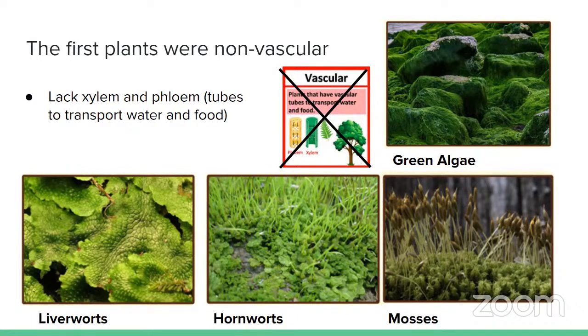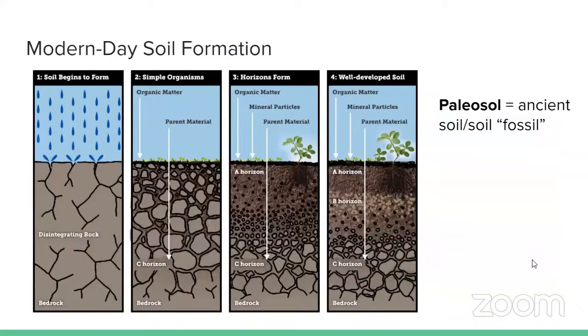So when we're thinking about feeding plant tissues, all of these plants are going to have to move water around pretty much by diffusion, osmosis, capillary action. They don't have structures that can pump water, so they can't get very big, basically. So this is part of why they have to stay so small.